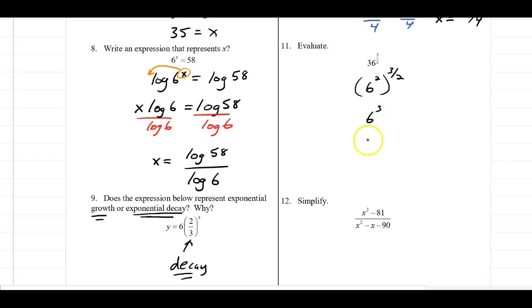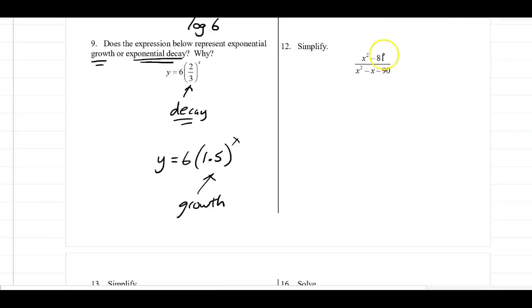Now 6 cubed is just equal to 216. Alright, so now when we're simplifying, we're just going to factor. So the top factors to 2 times (x plus 9) times (x minus 9). And the bottom is going to factor to (x minus 10) times (x plus 9).